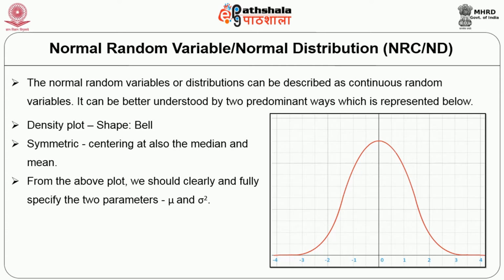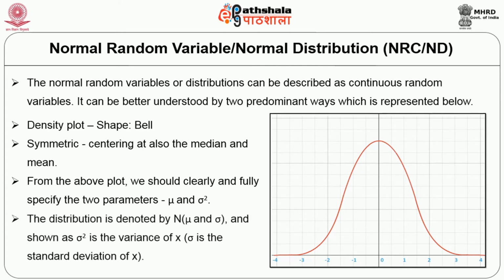The distribution is denoted by N of mean and standard deviation, and the standard deviation is shown in terms of the variance of X. It is called the standard deviation of X. Okay, this is all about normal distribution.